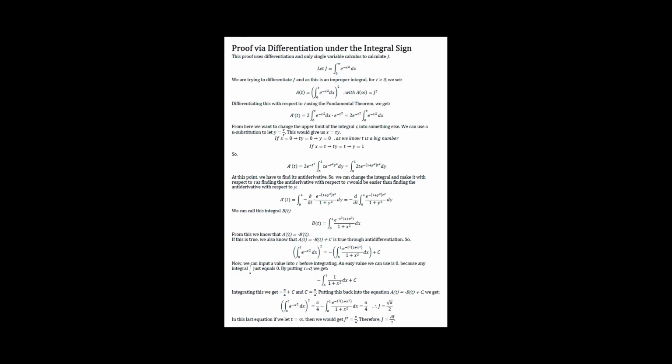From this, we know that a prime t equals negative b prime t. If this is true, then we also know that a of t equals negative b of t plus c is true due to anti-differentiation. So, now we can input a value into t before integrating. An easy value we can use is 0, because an integral from 0 to 0 just equals 0. By putting in t equals 0, we remove the left hand side and get. Integrating this, we get negative 4 plus c, and c equals 4. And putting this back in the original equation, we get. In this last equation, if we let t equals infinity, then we'll get j squared equals 4. Therefore, j equals 2.